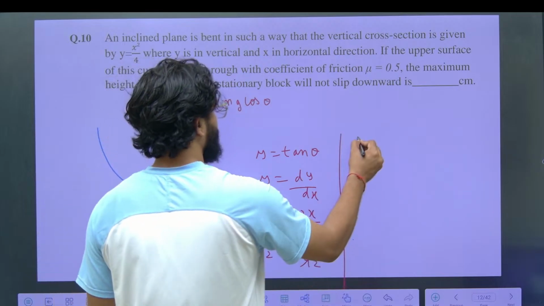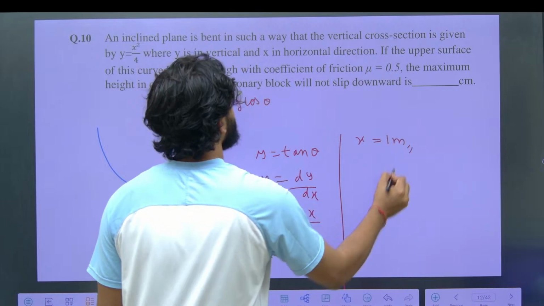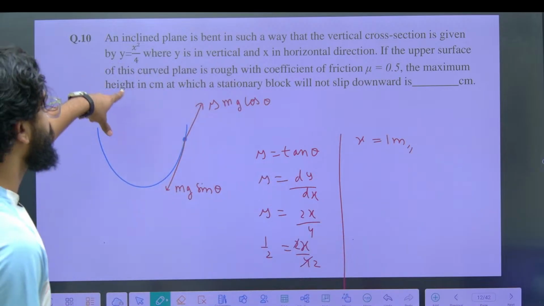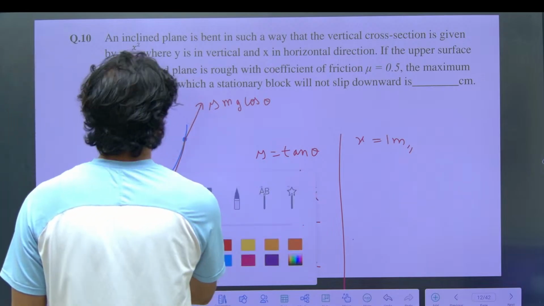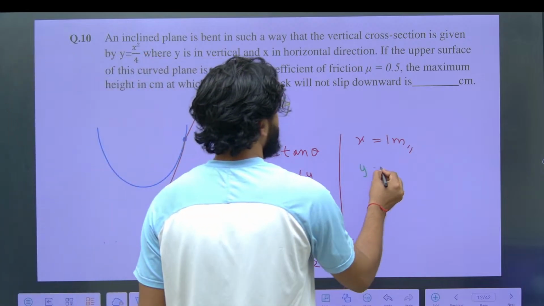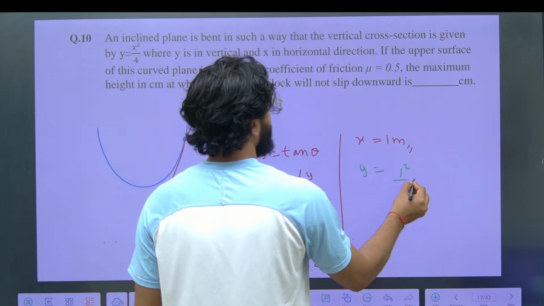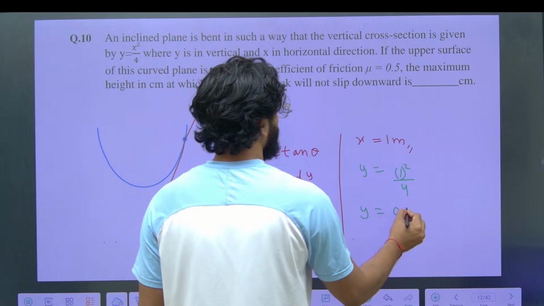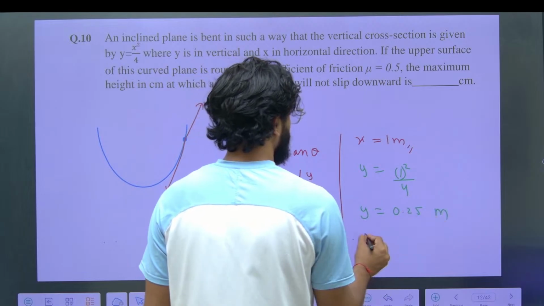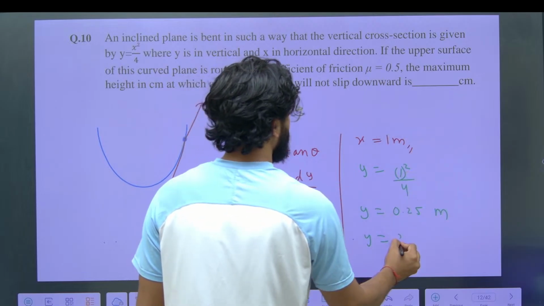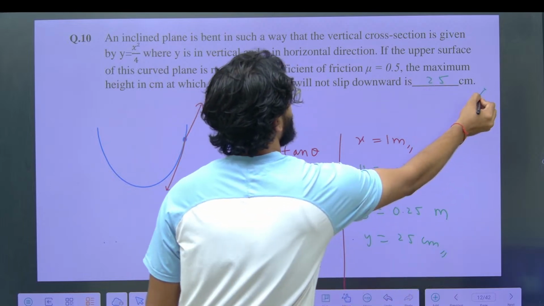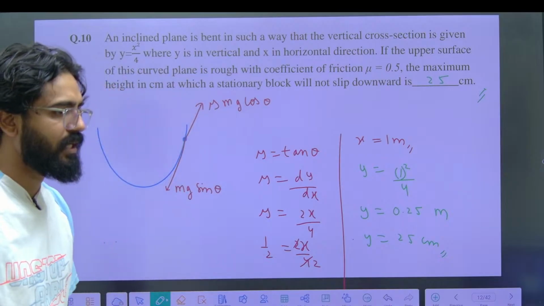So x is coming out as 1 meter. If x is coming out as 1 meter, we can put that value of x over here, and y will be 1 square upon 4. So we will get that height. Y is 0.25 meter, or they are asking in centimeter, so it is 25 centimeters. So the answer over here is 25 centimeter. Correct? Yes.